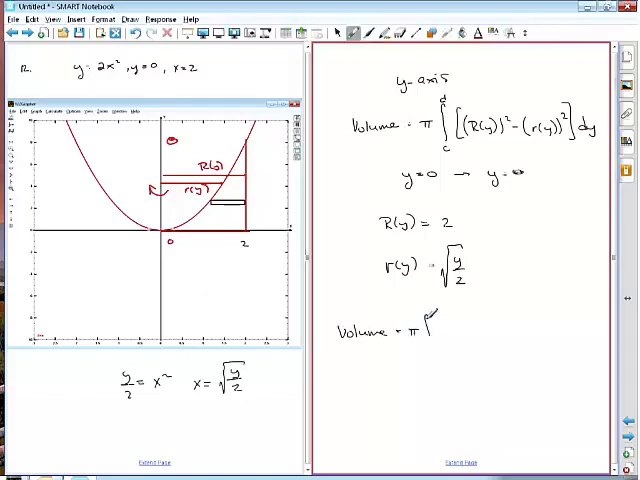Pi times the integral from 0 to 8 of capital R sub y, which is 2 squared, minus little r sub y, which is the square root of y over 2 squared, the whole thing times dy. So let's multiply it out and see what we get. So we'll have 4 minus, here we're not squaring the negative sign. We're squaring the square root of y over 2. So it's going to be y over 2 times dy.